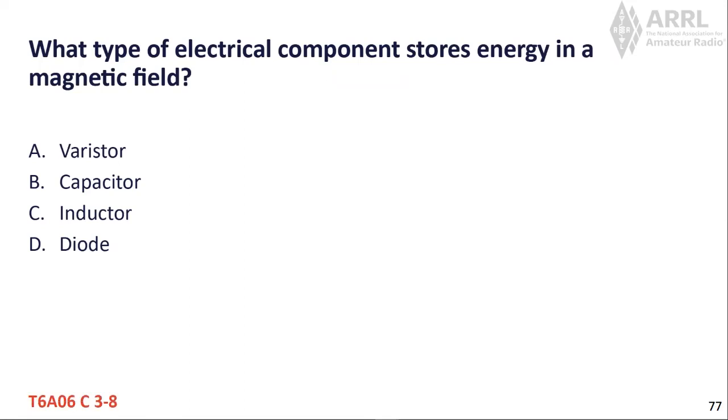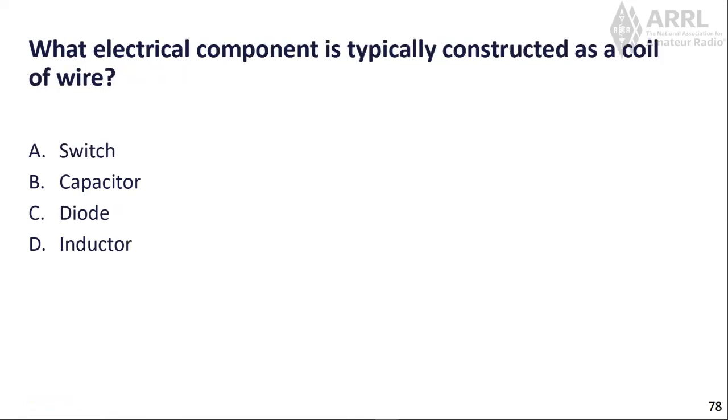What type of electrical component stores energy in a magnetic field? That would be an inductor. If it's a magnetic field, it's an inductor. Answer C. What electrical component is typically constructed as a coil of wire? D, an inductor.